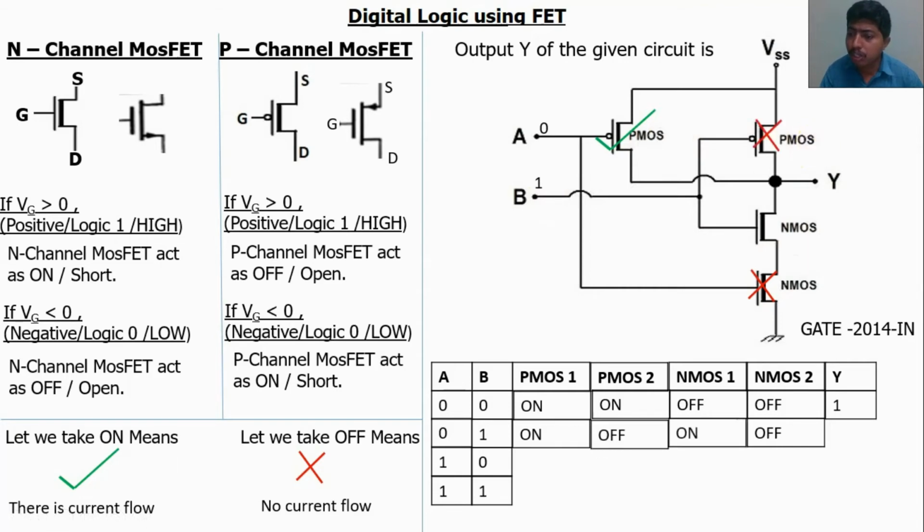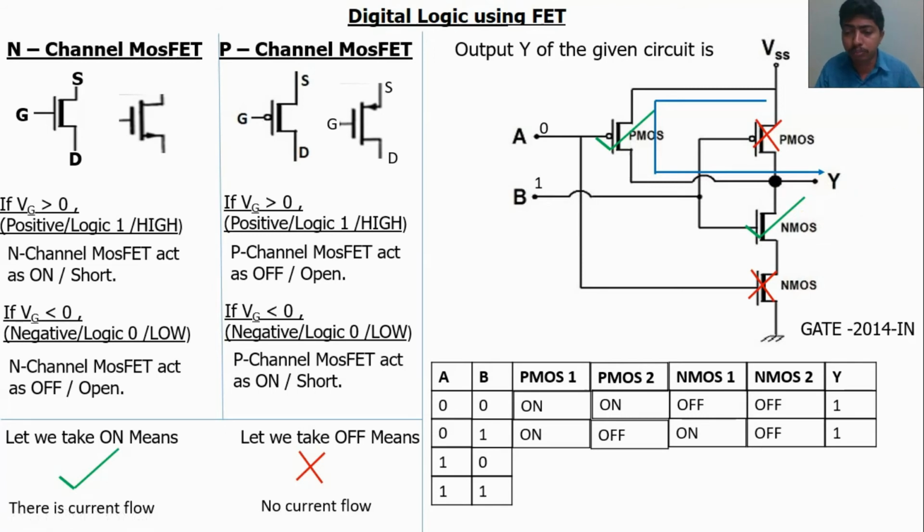PMOS 2 is in the off condition, so cross mark. NMOS 1 is in the on condition, so tick mark. Now check the output. There is a current flow from source to load through this path. So output Y is equal to 1. If PMOS 1 is on, NMOS 1 is on, and NMOS 2 is on, the current will flow from source to ground. No current will flow to the load. So output Y is equal to 0 for that case.